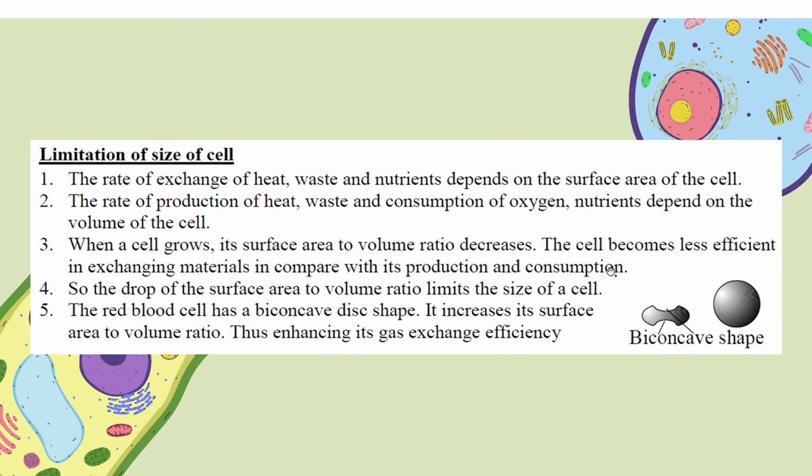So when it drops, the efficiency drops, so there should be a limit for the surface area to volume ratio. So there's a limit to the size of the cell, okay? For example, the red blood cell does it by having a concave shape, increasing its surface area and decreasing its volume, increasing the ratio. This makes it transfer oxygen and carbon dioxide more effectively compared with a spherical shape.